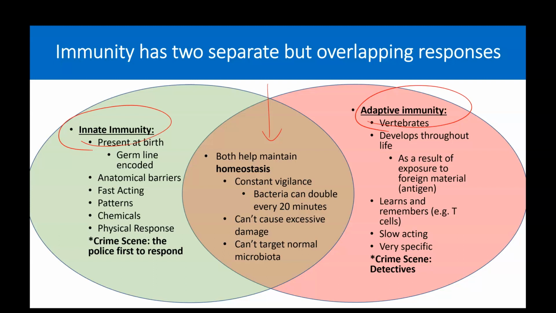Another hallmark characteristic of adaptive immunity is that it learns and remembers. Innate immunity doesn't learn or remember anything. It just is. Our skin doesn't change. It doesn't adapt to any kind of foreign pathogen and change the way it works based on that pathogen. It's part of our body, present at birth, and encoded in our DNA.